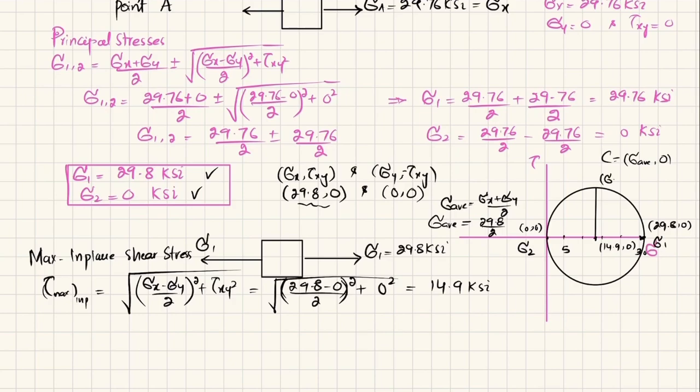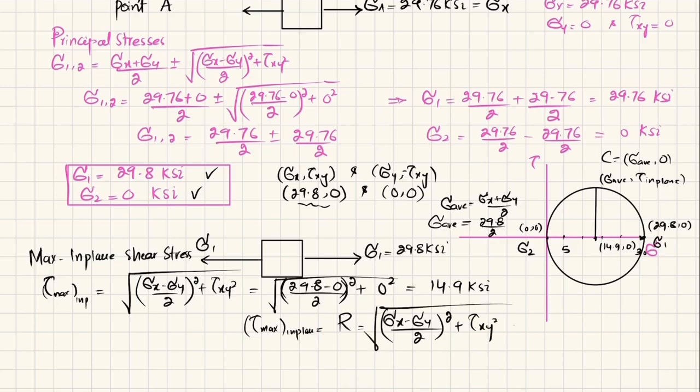Here, at this point you have sigma average comma tau in-plane maximum, and you can see this tau in-plane maximum is equal to the radius of this circle. The radius of this circle can again be computed by this formula: the square root of (sigma x minus sigma y divided by 2) whole square plus tau of xy square, and you will get the same 14.9 KSI if you use the Mohr circle. Okay.